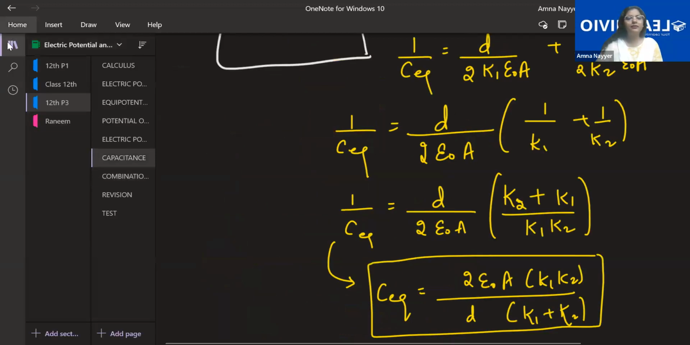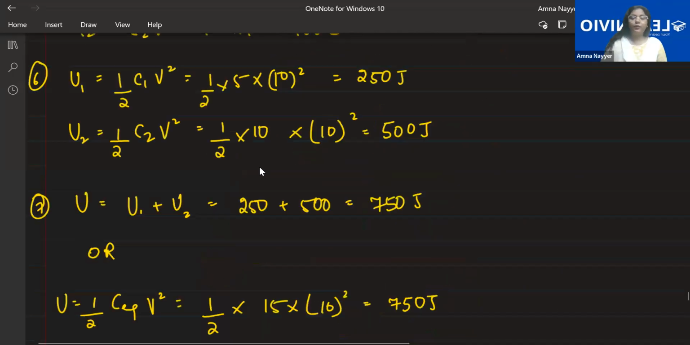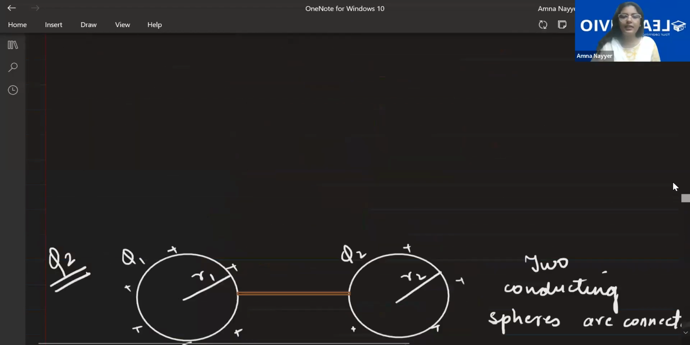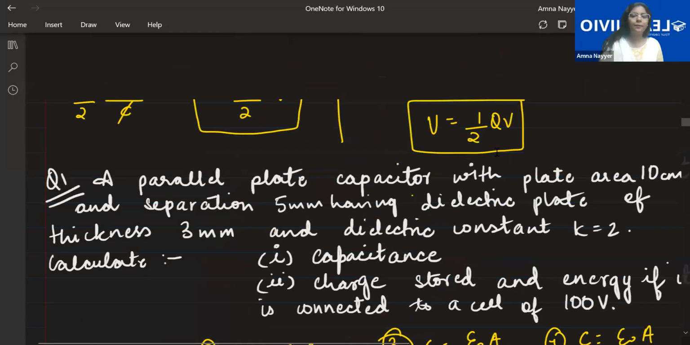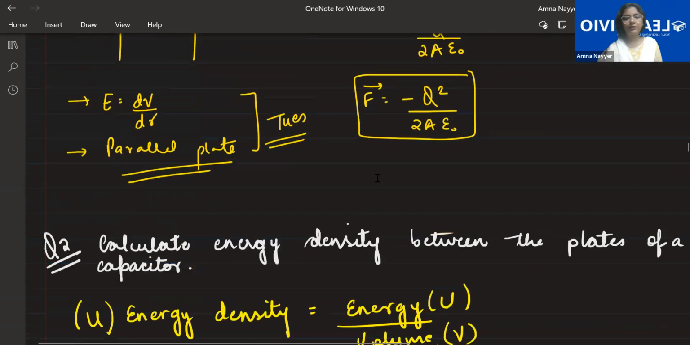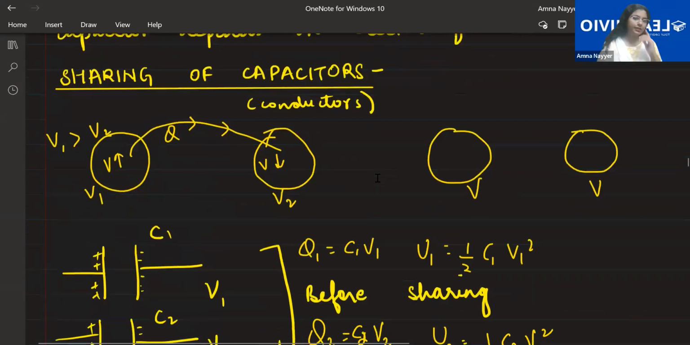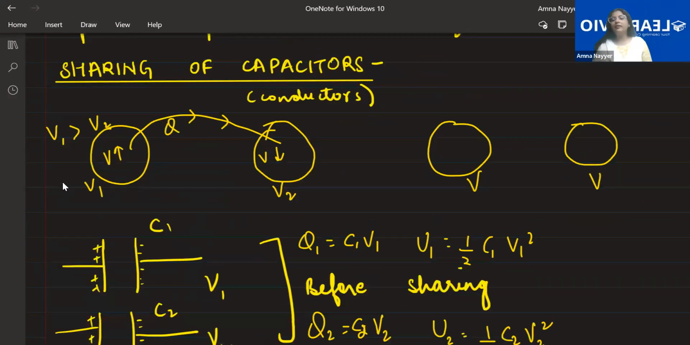Just one small topic is there. It's just that the derivation is not included in your syllabus, which has been recently deleted. We discussed it till here: spherical capacitors, force, energy density. Sharing of capacitors, the derivation of the loss of energy has been deleted. But I have the derivation written on the screen, so if anyone wants to take the screenshot, just let me know.